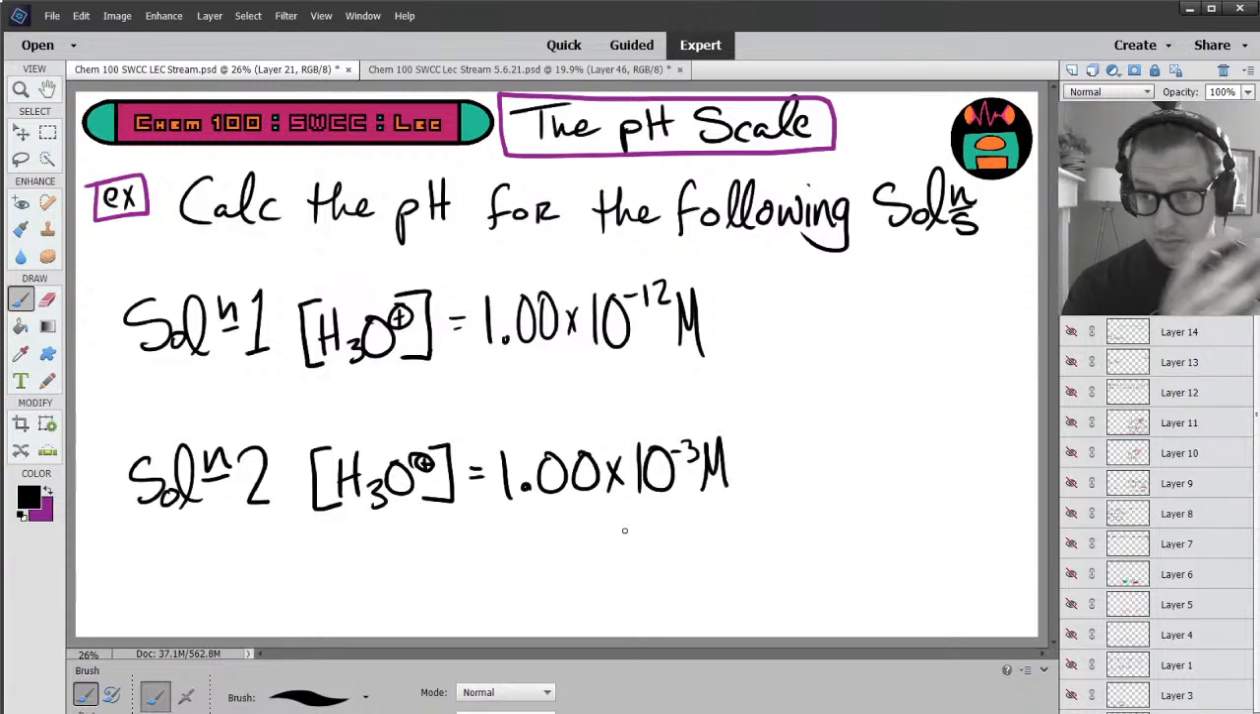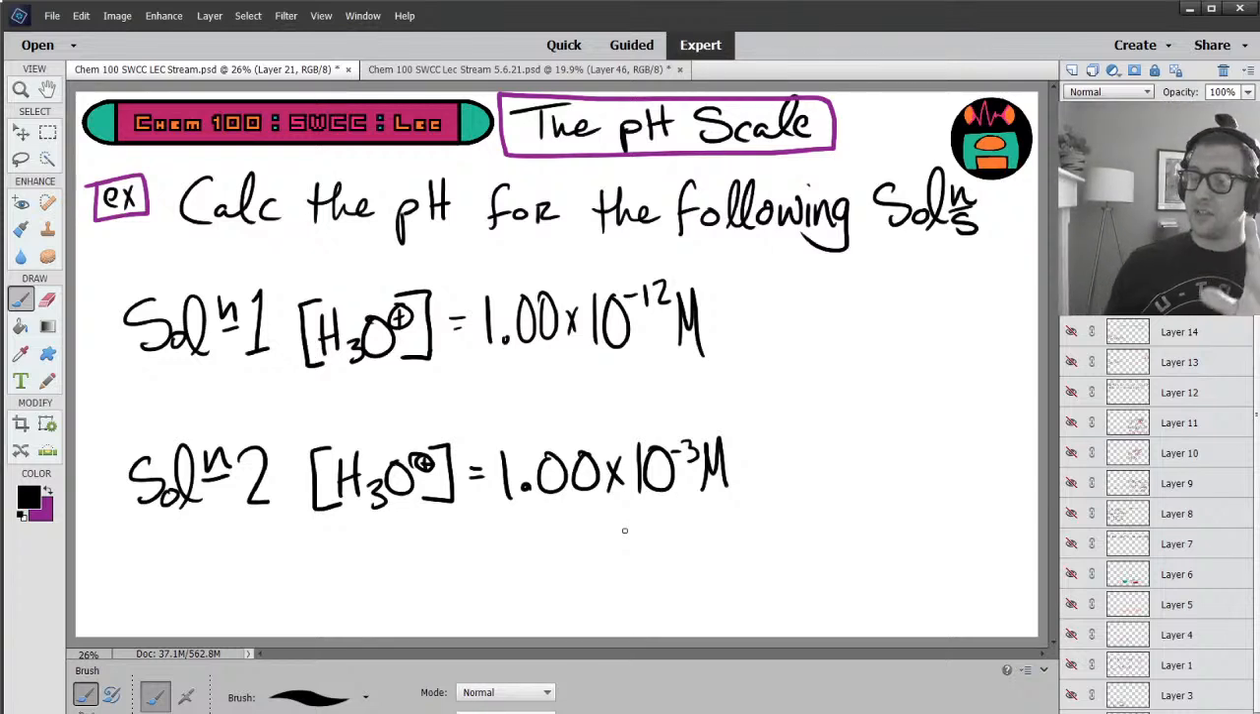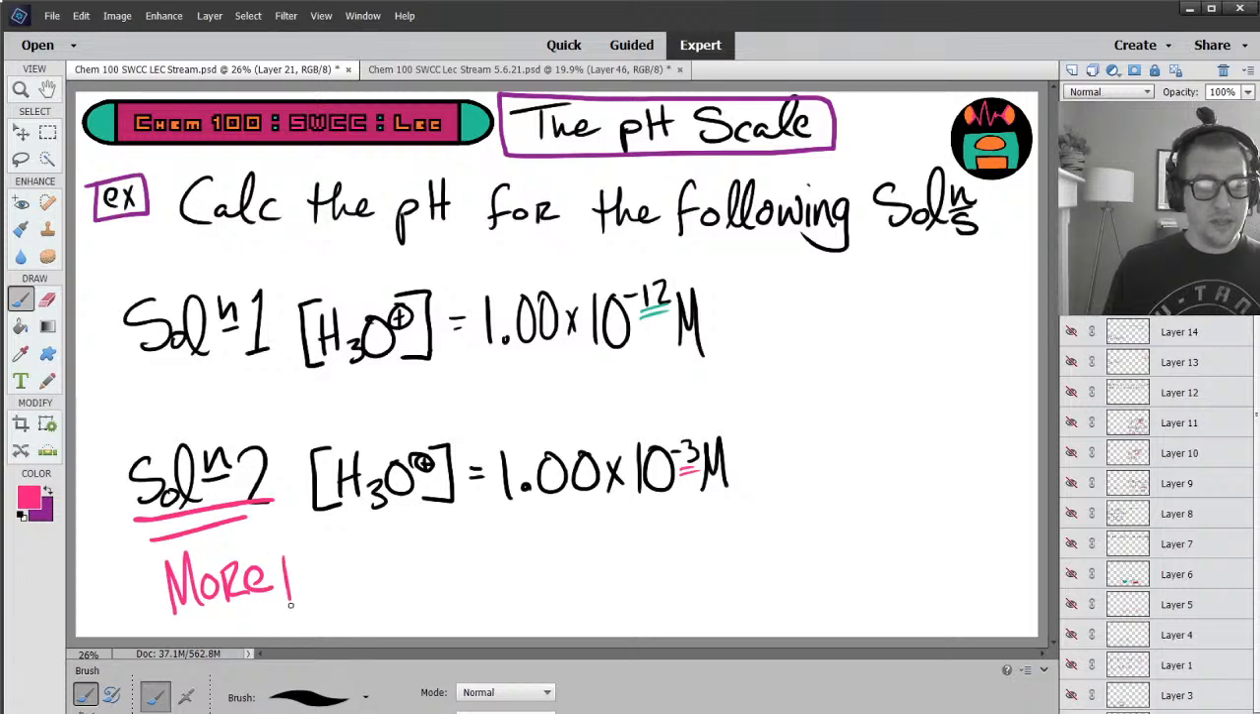All right, now, before we calculate our pHs, first I want to ask you something. Which solution has more acid? To do that, you compare the exponents of 10. This is a negative 3. This is a negative 12, so that's much less, right? Because it's a negative exponent. So solution 2, I hope you'll agree, is more acid than solution 1.